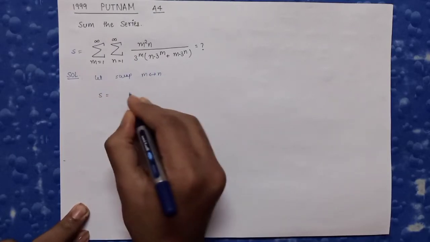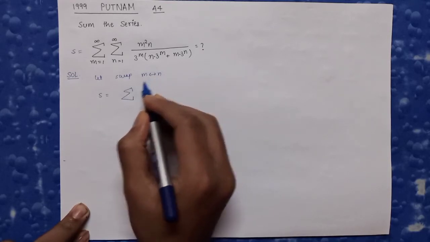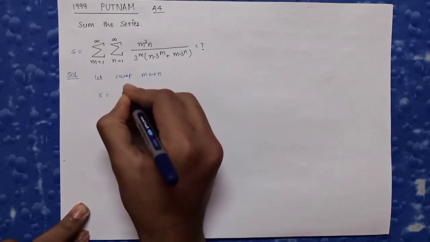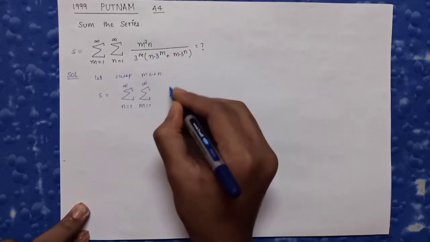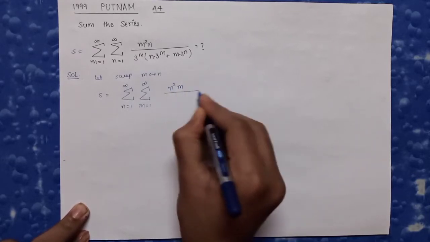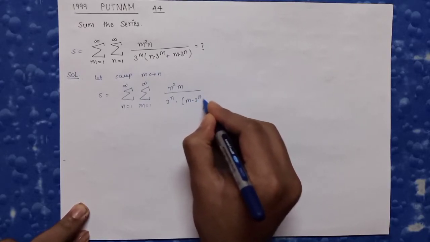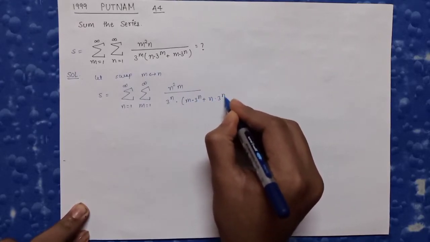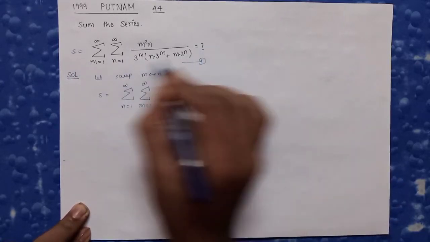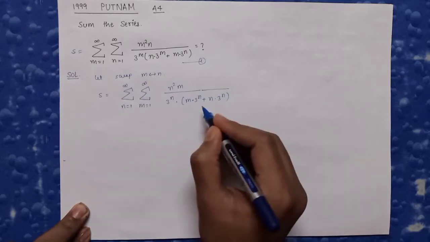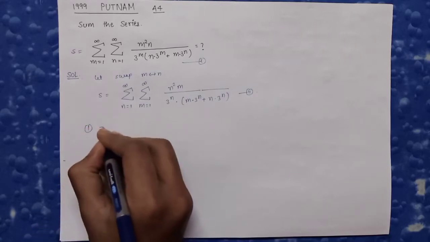So let's rewrite it. S equals, because I am swapping these dummy variables m and n, the sum over n equals 1 to infinity and m equals 1 to infinity of n square m divided by 3 raised to the power n multiplied by m plus 3 raised to the power n multiplied by n, no wait, the same bracket with m and n swapped. Let's call the original equation 1 and this one equation 2. Now let's add 1 plus 2.